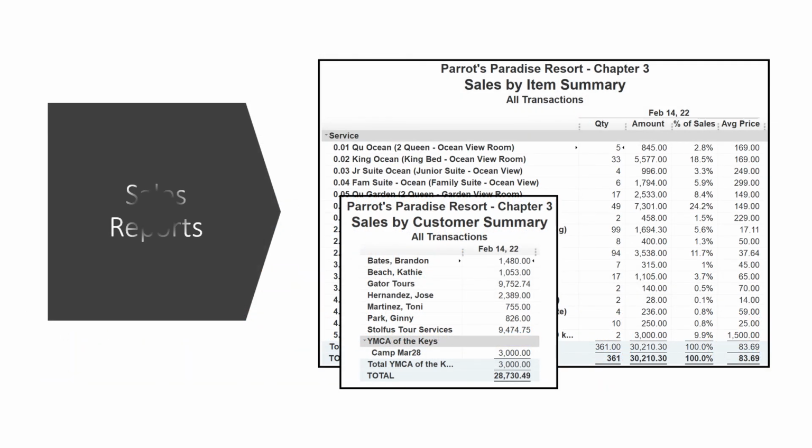Sales reports. Running sales reports will help you to stay on top of your company's revenue. Sales reports can be grouped by customer, item, or sales rep if set up. You can also view sales information by job if you have jobs set up for your company. To see all sales for the company, you will want to view the sales by item report.